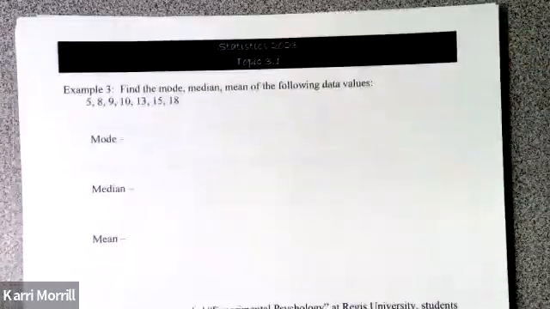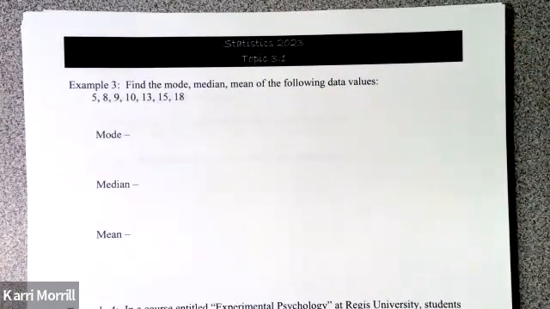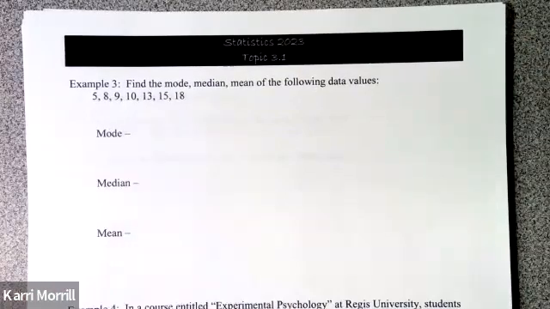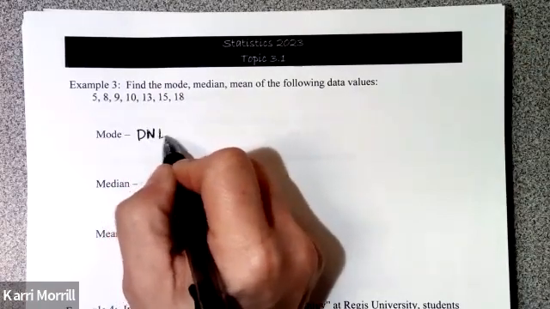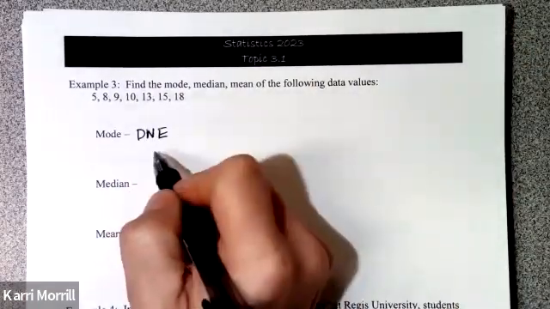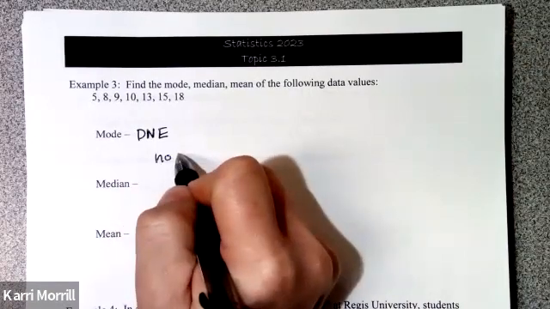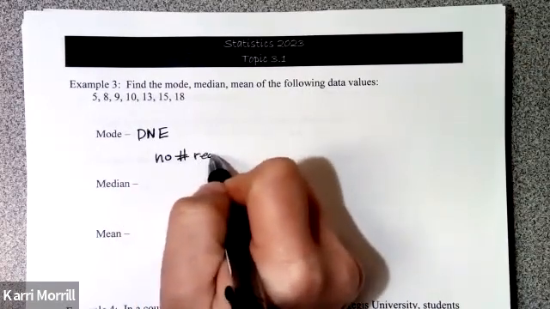Working on another one. Find the mode, median, mean of the following data values. So this one is already in order from least to greatest, which is wonderful. This one does not have a repeating digit. So we would say the mode does not exist because there's no number that repeats.